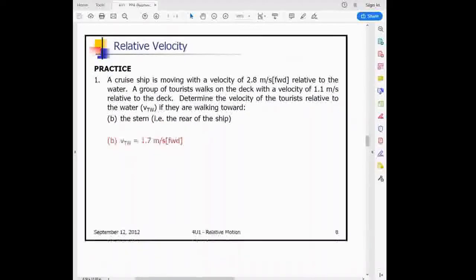So let's say those tourists are now walking to the stern of the ship. So it would be the same calculation. It would be VTW equals VTS plus VSW. But in this case, our velocity of the tourists is now going to be a negative 1.1, because they're going backwards. So it's 2.8 forward plus negative 1.1 forward. So when we subtract those two, we get 1.7 meters per second forward.